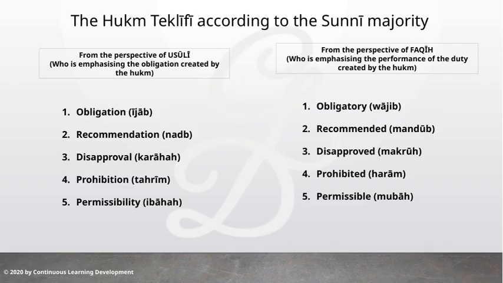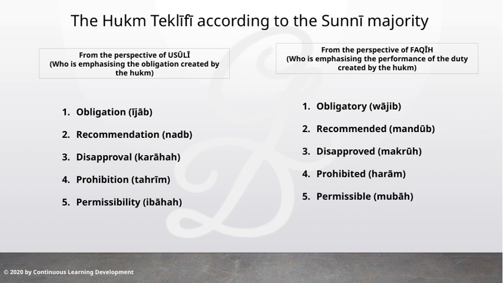Moving on, we encounter permissibility, or ibaha, which means actions that are neither encouraged nor prohibited. They are neutral or allowed. Now, within these categories, we have specific terms for the strength of these rulings. For example, obligatory or wajib emphasizes the duty to perform certain acts. Recommended or mandub highlights actions that are virtuous but not obligatory.